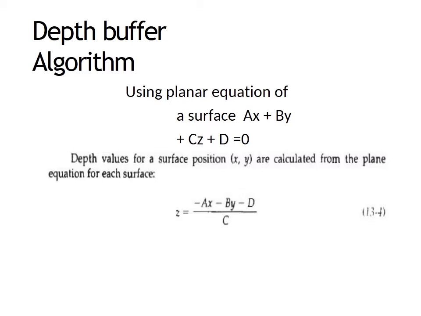So the ratio minus a upon c is constant for all surfaces. Thus we can acquire succeeding depth values across a scan line from the previous values by a particular addition. On each scan line, we begin by calculating the depth on the left edge of the polygon which intersects the scan line, and then proceed to compute the depth at each successive position across the scan line until we reach the right edge of the polygon.